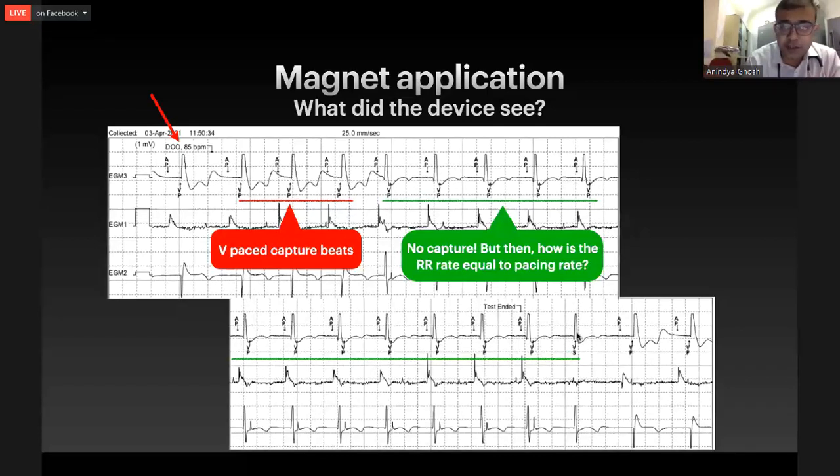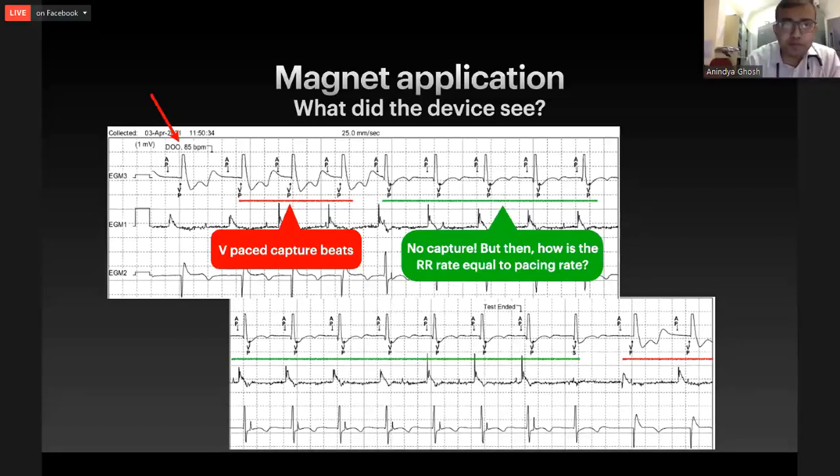So this could be either a re-entry beat, or this could be the result of a downward conducting stimulus from the A-paced evoked atrial depolarization. And after the magnet application is removed, the rhythm goes on at a lower rate of 70 at A-paced, B-paced rhythm.